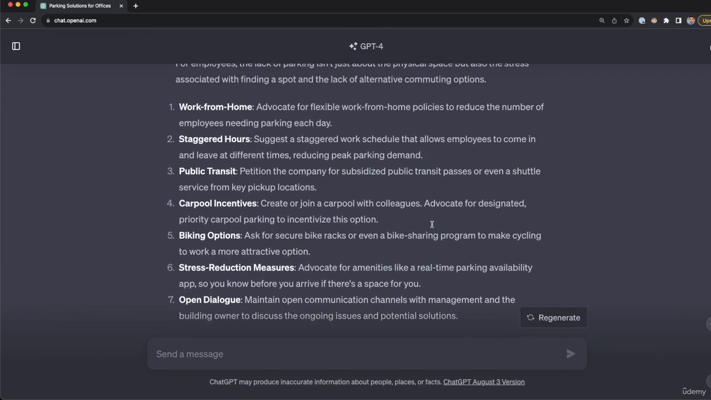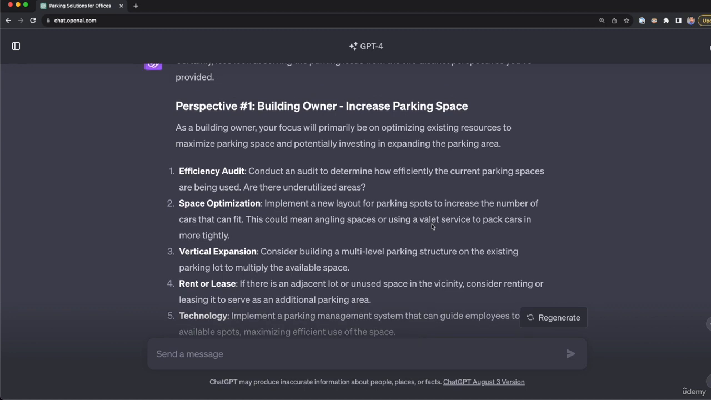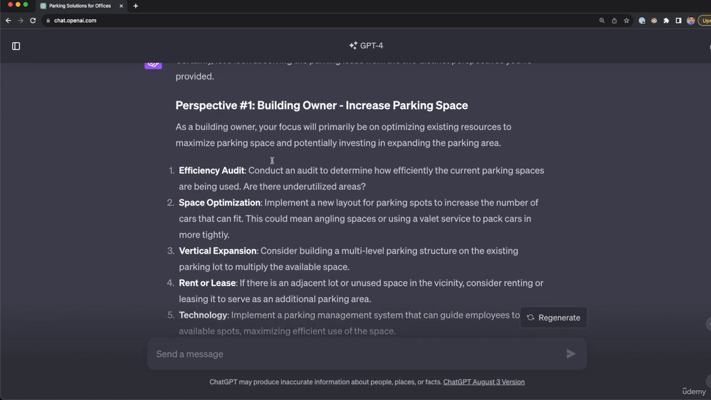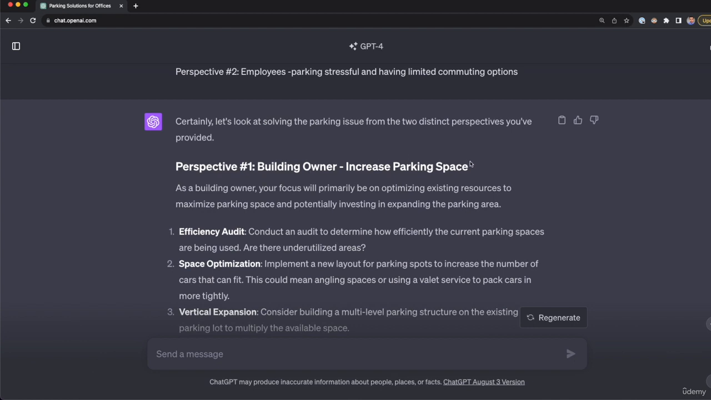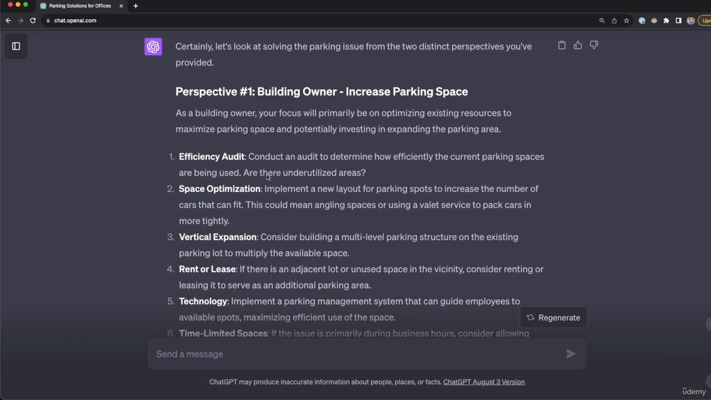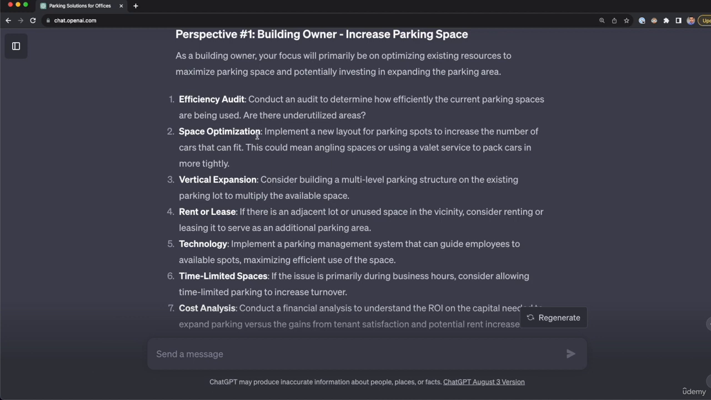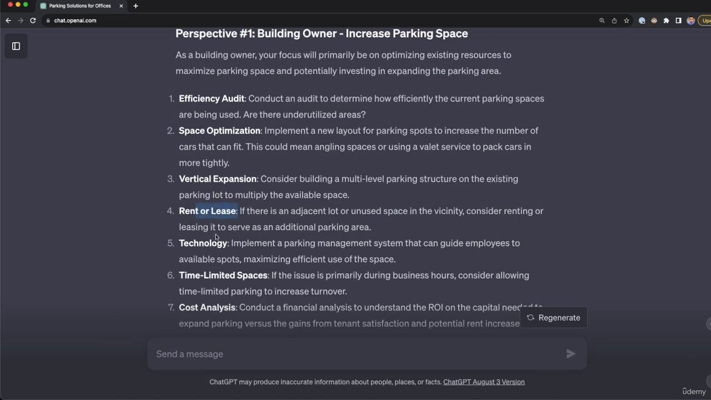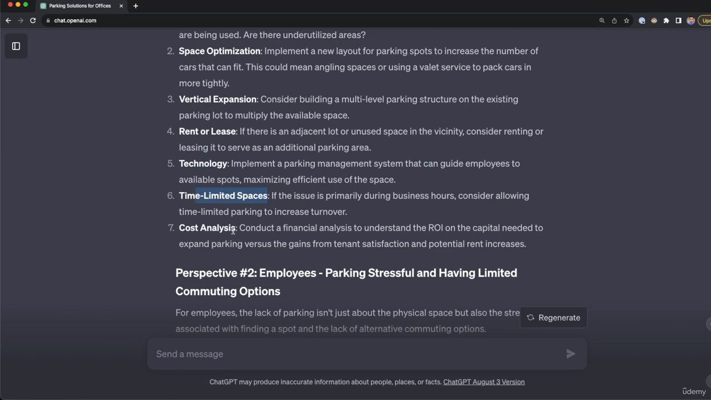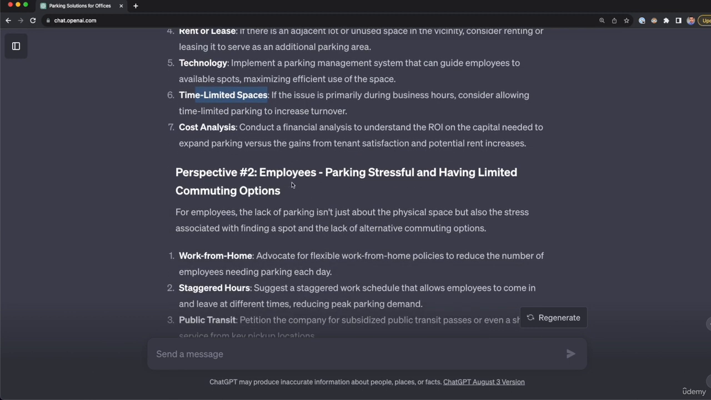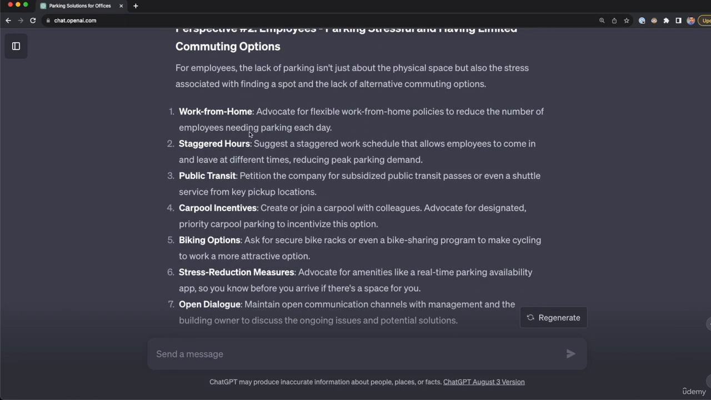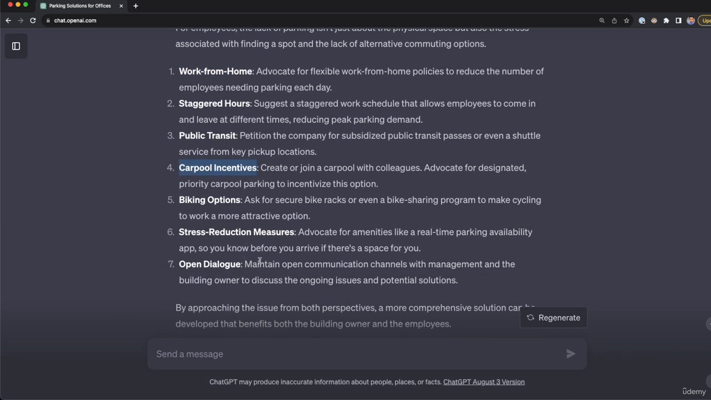Alright, ChatGPT finished with the response, and now we see that we got suggestions that are related to each perspective. For example, about that building owner perspective, the answers are focused about the parking space. So for example, ChatGPT recommends space optimization, rent or lease, then time limited spaces, cost analysis, and so on. And for the employee's perspective, that is more related to finding parking stressful and limited commuting options, is suggesting remote work, then also carpool incentives, biking options, then open dialogue, stress reduction measures, and so on.